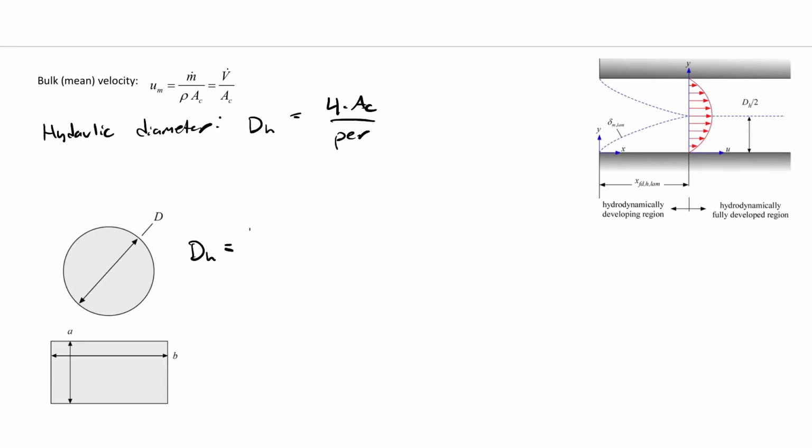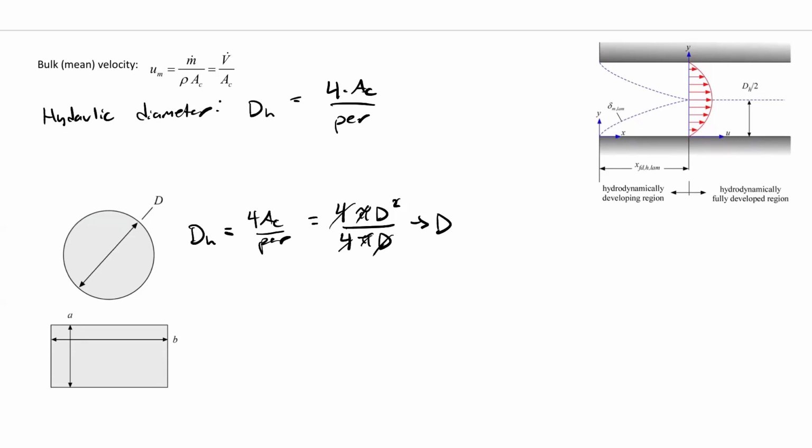So D_H is going to be 4 A_c over perimeter. So let's do this: 4 times pi d squared, that's our cross-sectional area, over 4, right? Times the perimeter, which is pi times d. No surprise, if I go through and cancel this out, pi d squared over pi d just gives us back d. So the hydraulic diameter of a circular duct is in fact the diameter. That kind of makes sense. You'd be a little surprised if that wasn't the case.